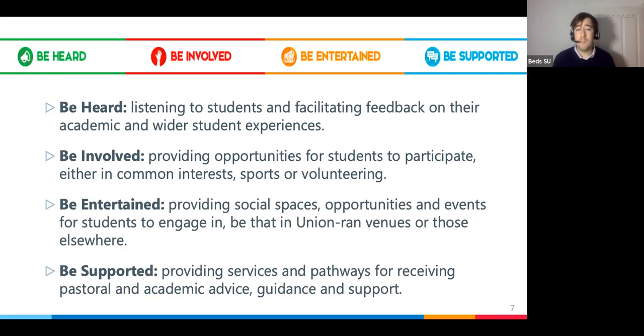So providing services and pathways for receiving pastoral and academic advice, guidance, and support. We receive hundreds of students each year who come to our impartial service for students. We talk them through a range of concerns. Most of them are around their course and academic queries, but we can support students on any manner of issues, whether it's an issue with their accommodation, an issue with their course mates, or even an issue with a lecturer. These things all get worked through with a professional advisor. So this is an important service we provide for students.